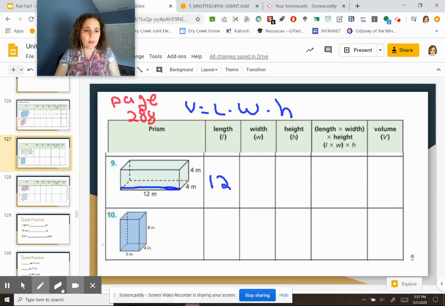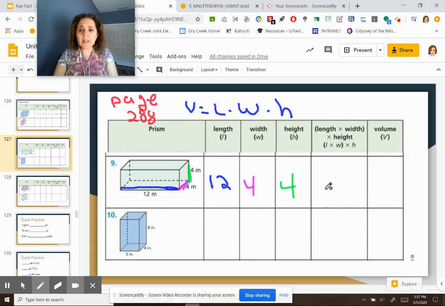So now my width, I'm going to make a different color. My width is going in, my line that's going in. Do color that line a different color, and that's my 4. Okay, and then remember my height goes up and down. Do your height a different color. Here's my height line, and that's a 4. So my length was 12, my width was 4, and my height was also 4.